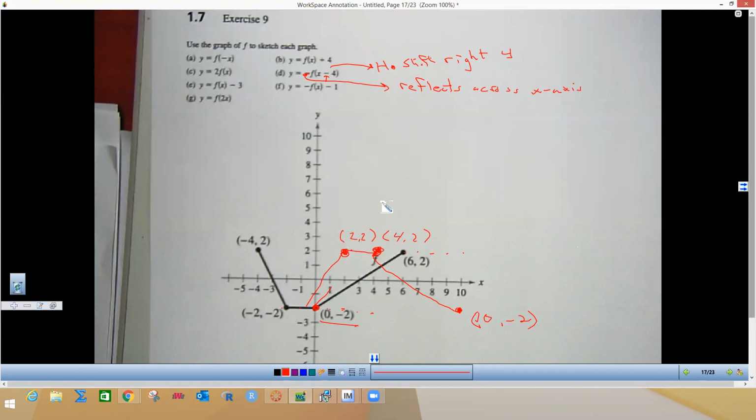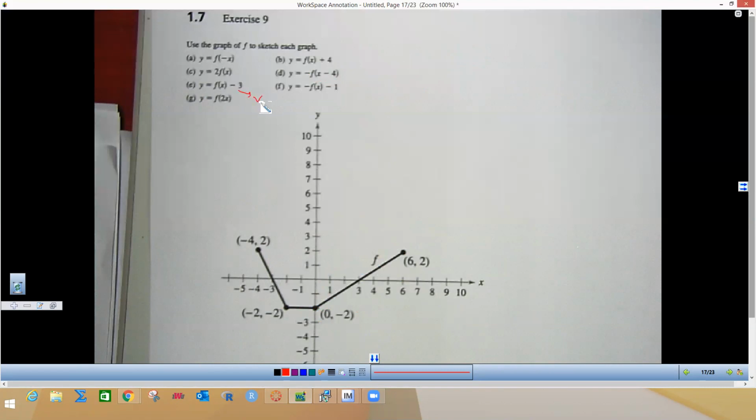So next problem. This one only has one transformation. It's got a negative 3 all by itself. So this is a vertical shift. It's not a stretch, it's a shift. And because it's negative 3, it's down 3. So I got to move this point down 3.